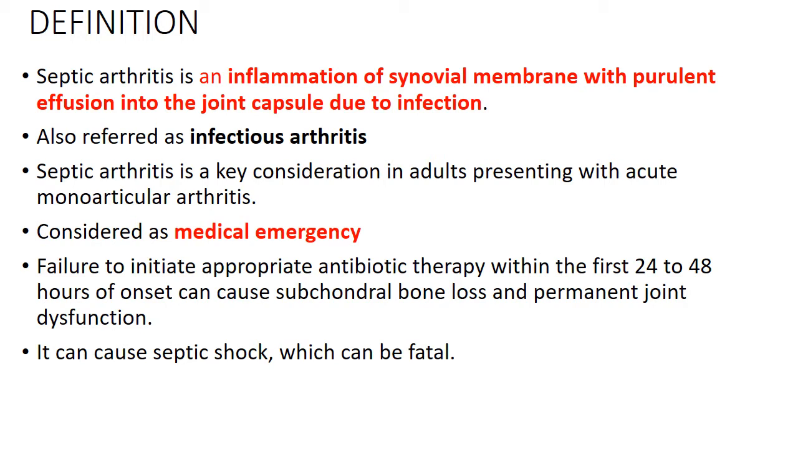Failure to initiate appropriate antibiotic therapy within the first 24 to 48 hours of onset of septic arthritis can cause subcondylar bone loss and permanent joint dysfunction. And if this septic arthritis persists, it can lead to septicemia and ultimately all sequelae of septicemia: septic shock, multiple organ failure syndromes, and ultimately death.